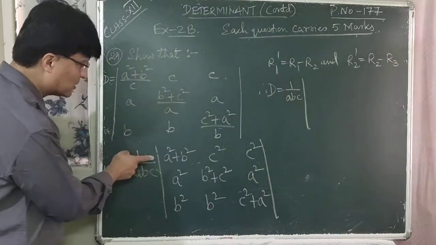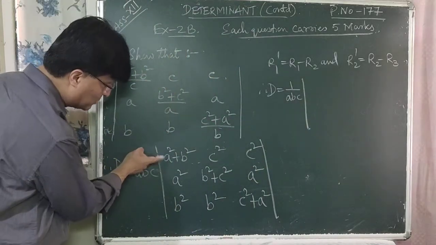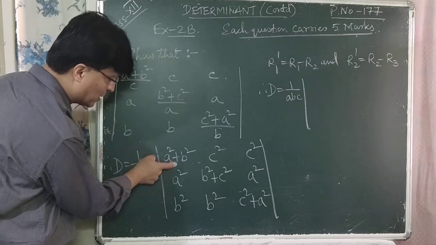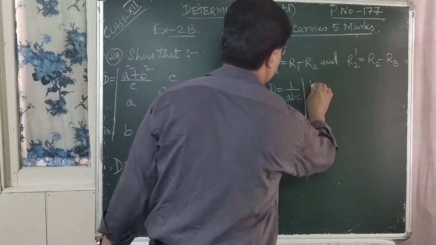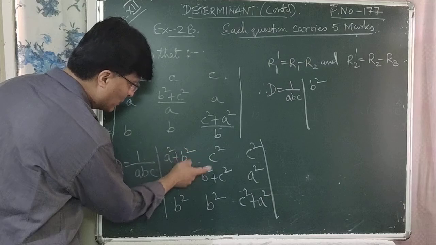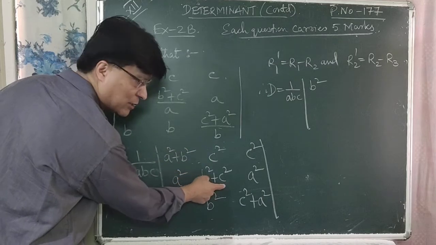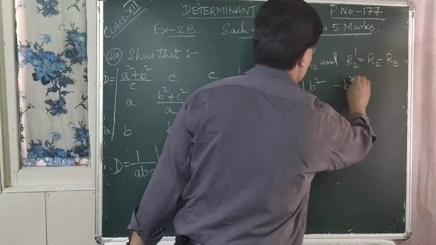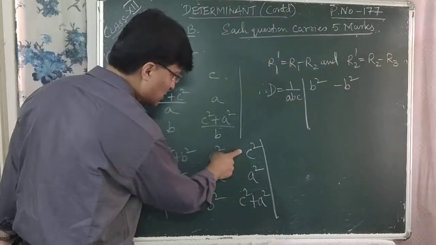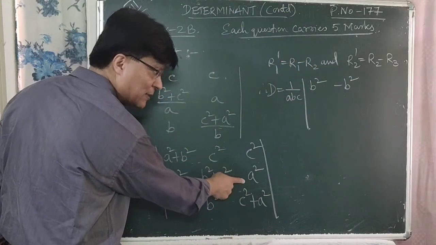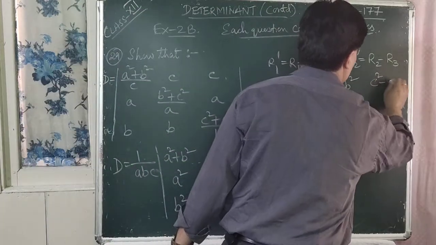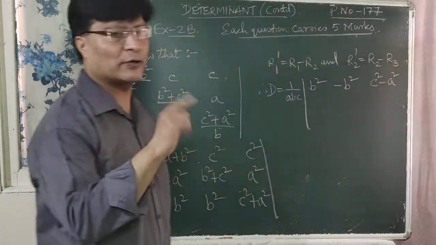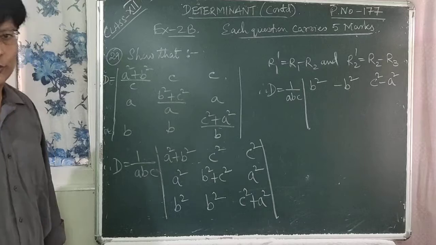Now R1 dash is R1 minus R2. This minus this. A square gets cancelled, you get B square now. Then again R1 minus R2, C square minus B square minus C square gets cancelled, you will get minus B square. Next, this is C square minus A square, right? So C square minus A square. I think you have understood this new first row.